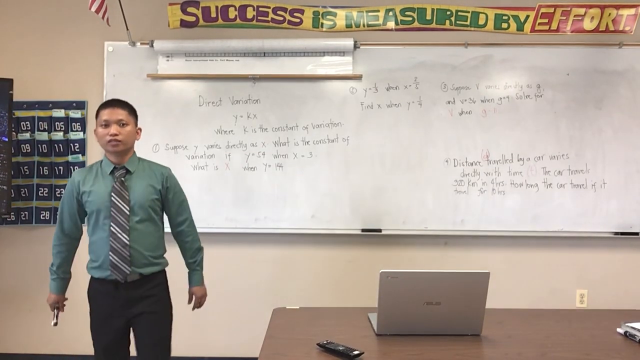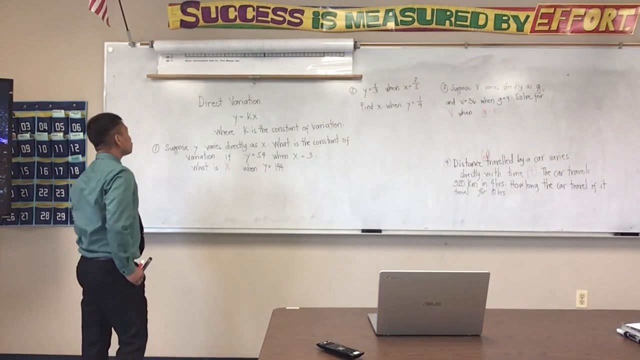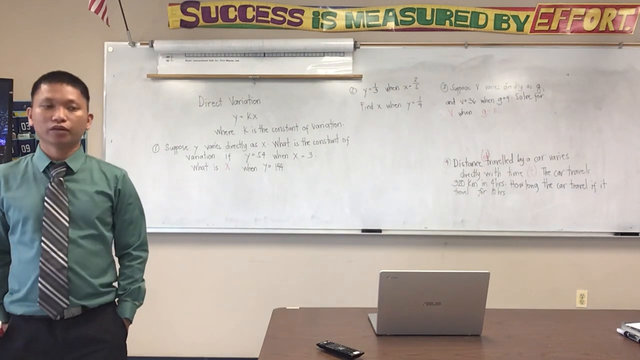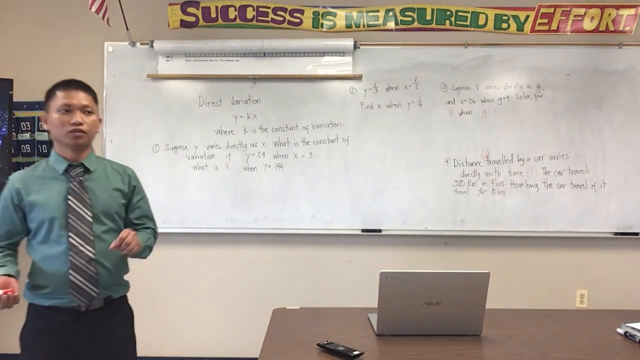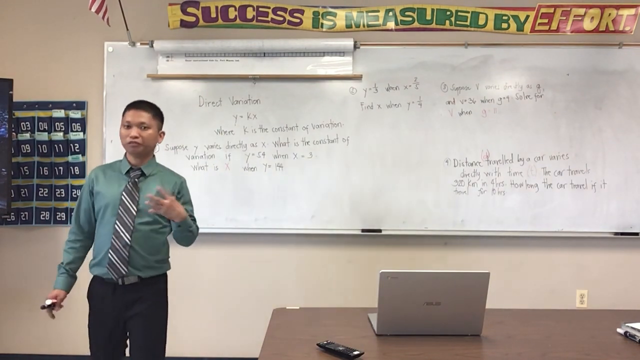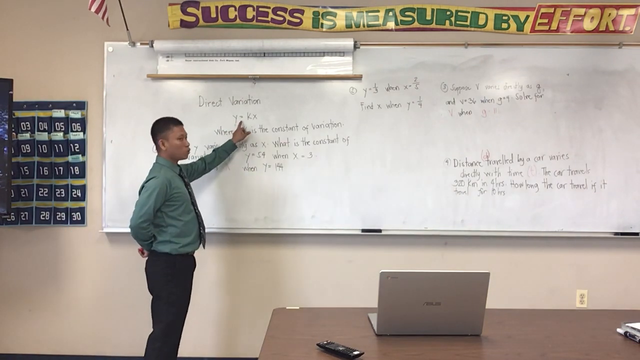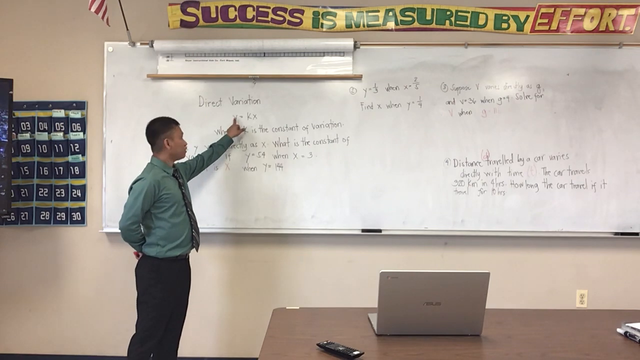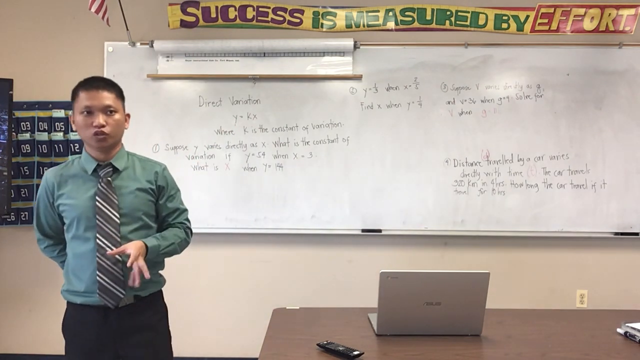Okay, so good morning. Our lesson for today is all about direct variation. When we say direct variation, we are talking about two variables: the independent variable and the dependent variable. Suppose we have y equals kx. We have the variable y and the variable x, where k is our constant of variation.